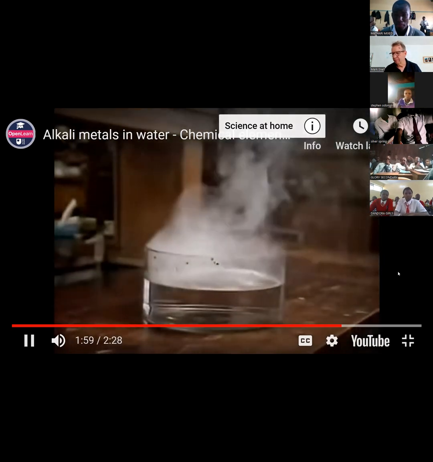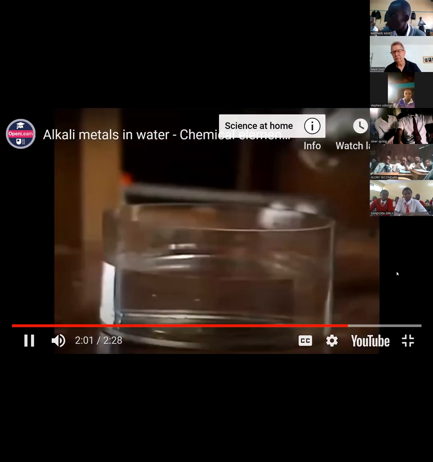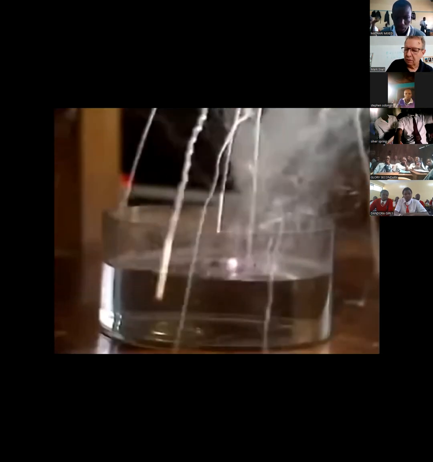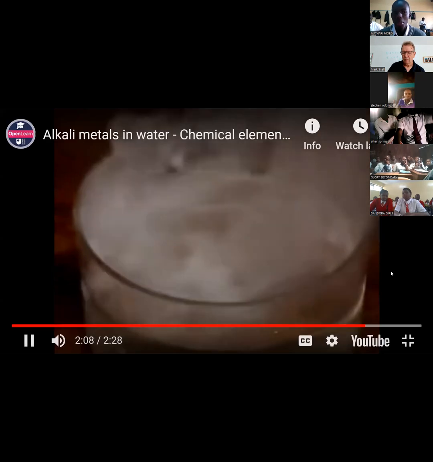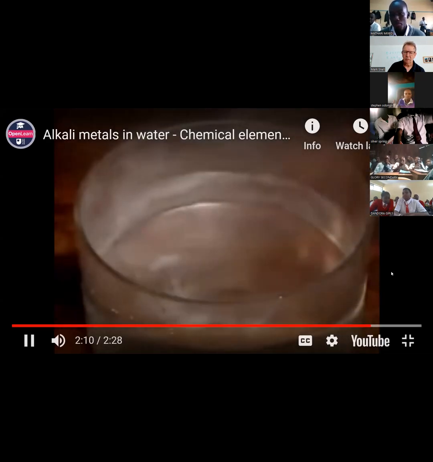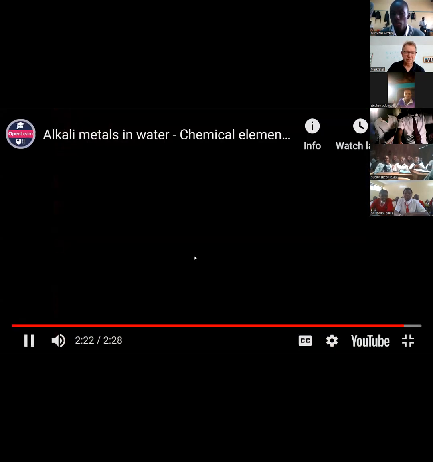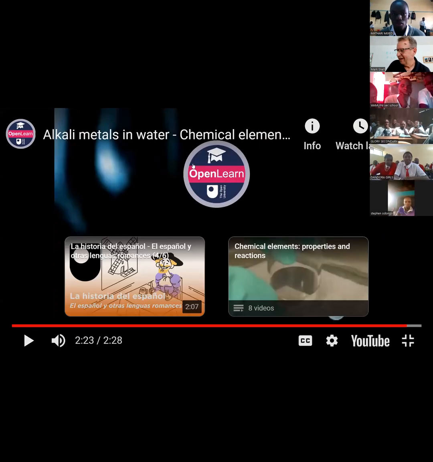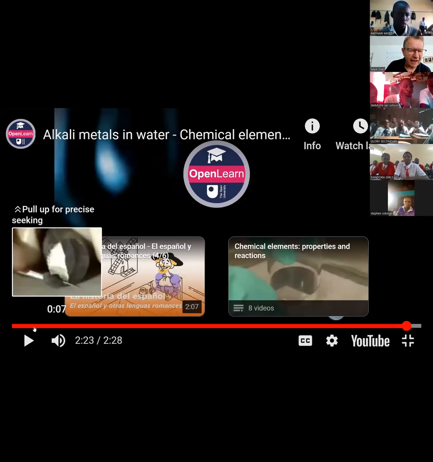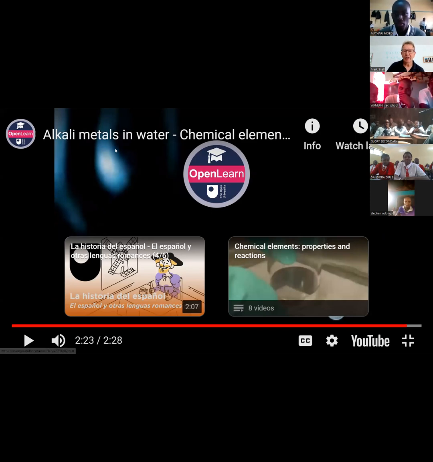This is rubidium. So this is obviously much more reactive. Here comes cesium. Oops. That's a mistake. You really don't want that to happen in your experiment.